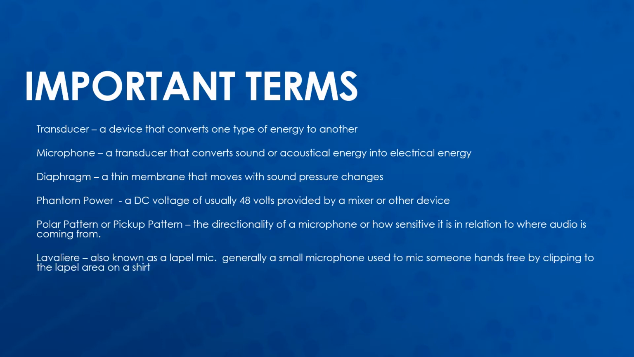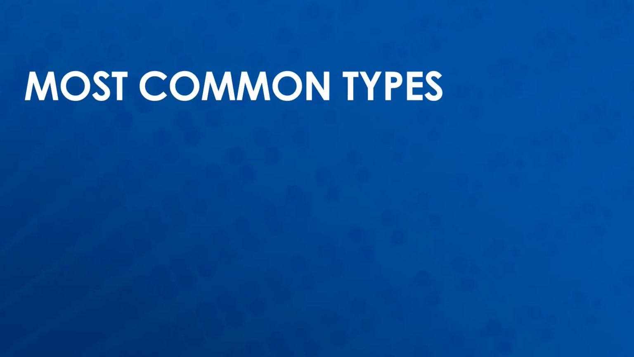A lavalier is also known as a lav mic or a lapel mic. This is generally a small microphone used to mic someone hands-free by clipping to the lapel area on a shirt. Feedback is the screeching sound that occurs when a sound system amplifies itself. There are various types of microphones, but only dynamic microphones and condenser microphones are used at Daktronics.